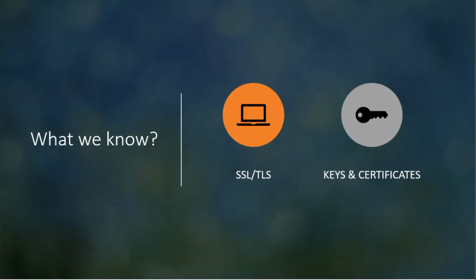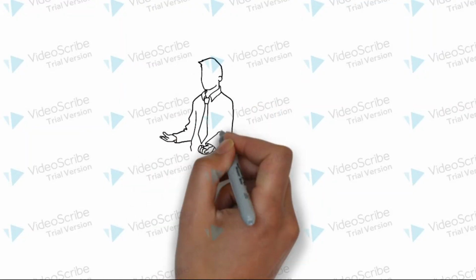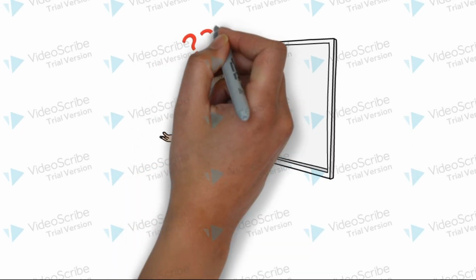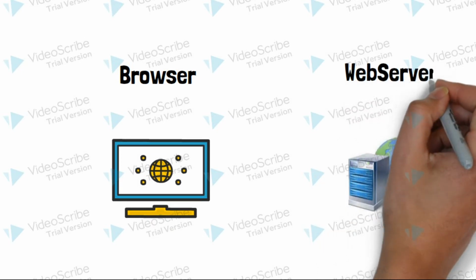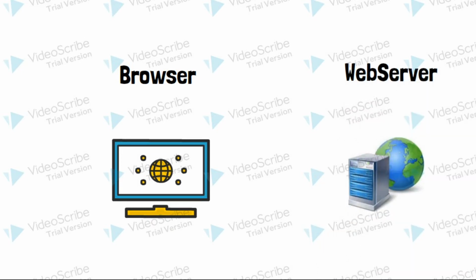So, what do we know now? We now know about SSL/TLS, keys and certificates. But how does SSL work? Well, let me try to explain in a simple way. Let us consider we have one browser and a web server. Now we want to access a web page hosted on the web server over the browser using SSL or HTTPS. What actually happens in this process?